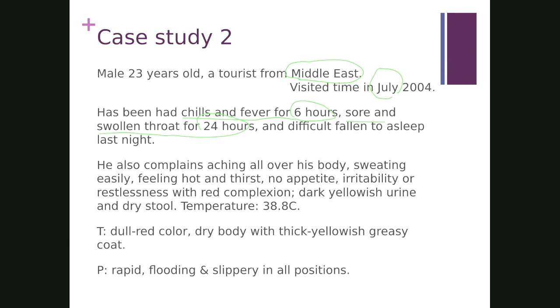So you can see the combination of everything. No appetite, irritability or restlessness with red complexion, dark yellow urination, very dry stool, temperature 38.8. His tongue looks dull red and dry with thick yellow greasy coating, and the pulse is very rapid, flooding and slippery in all positions. So first impression, he has a very good constitution. That's why his pulse had very strong resistance. So this usually indicates people have very good anti-pathogen factors. If the pulse is weak and gentle, that means the constitution is weak.